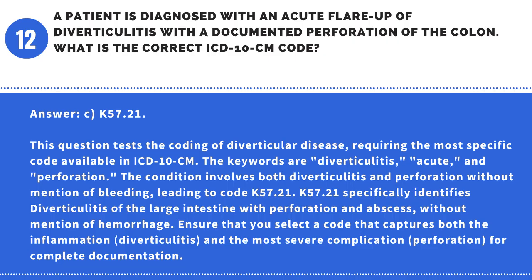K57.21 specifically identifies diverticulitis of the large intestine with perforation and abscess, without mention of hemorrhage. Ensure that you select a code that captures both the inflammation, diverticulitis, and the most severe complication, perforation, for complete documentation.